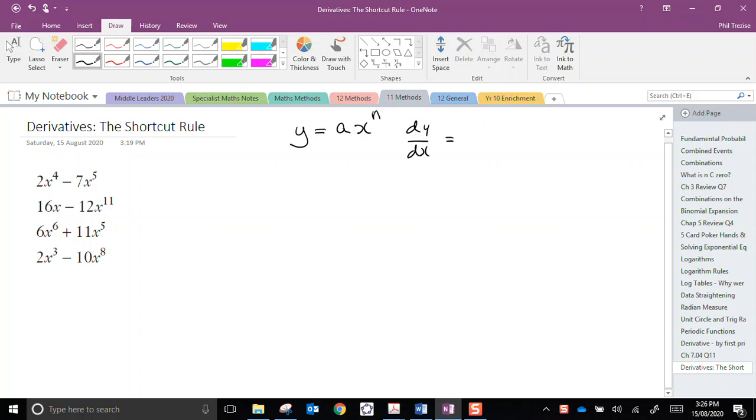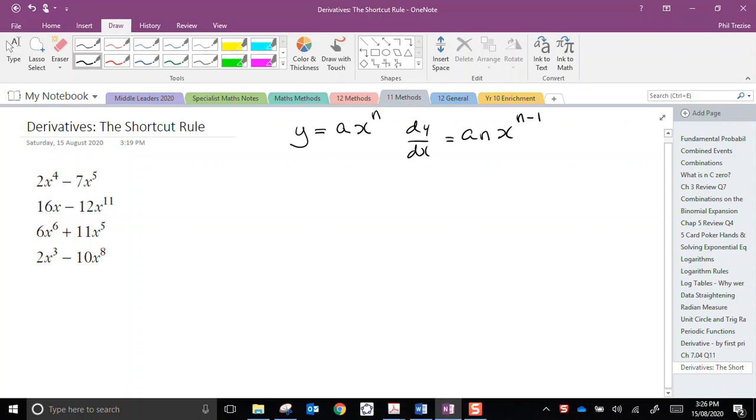we use the power n, we multiply by the coefficient a, so it becomes a times n, then the power on x reduces by 1. That's the shortcut rule. Now let's see this in action.